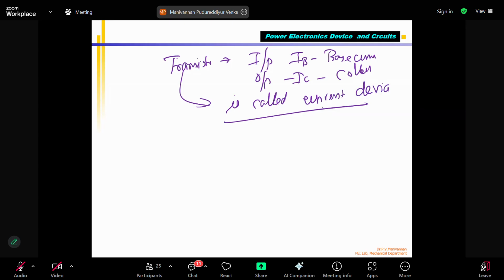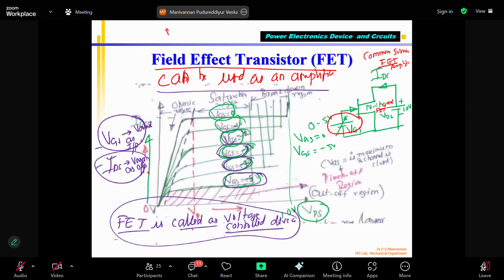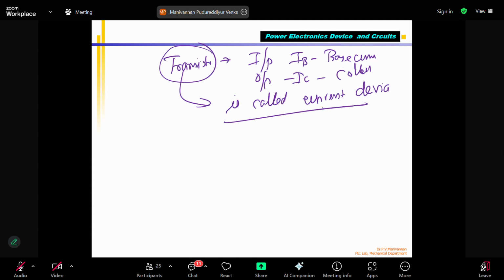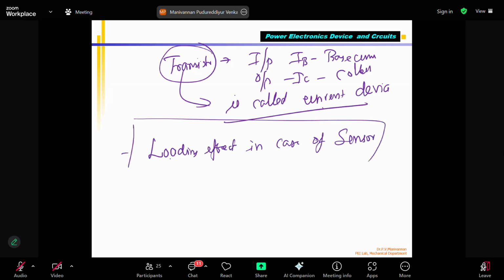So, okay, you may ask, having a current control device like a transistor or a voltage control device called FET, right? So, anybody remembers loading effect? When we talked about mechatronics, we were talking about loading effect, even in the case of sensors. Right? In the case of sensors, loading effect should be avoided. We talked about loading effect. Somebody told. Can you repeat? Loading effect, somebody told now.